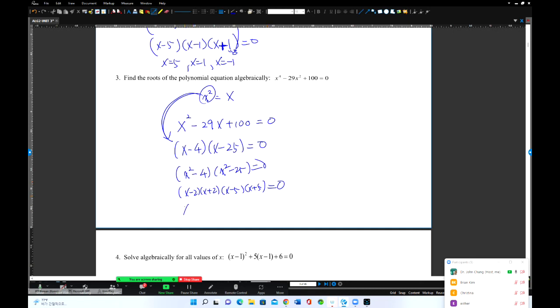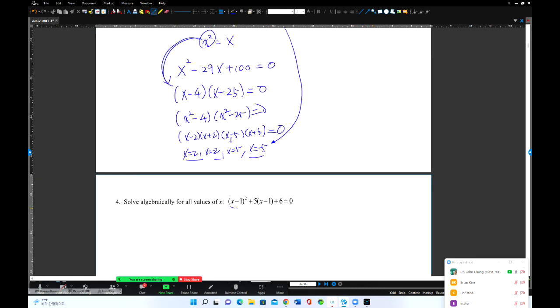From the first one, x is 2. Second one, x is minus 2. Here, x is 5. Here, x is minus 5. There's 4 real roots there. They are all what? Real roots. There's no imaginary. Is it okay?